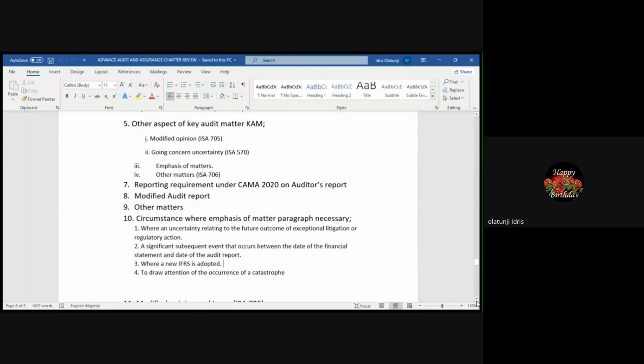Number one, where there is an uncertainty relating to the future outcome of exceptional litigation or regulatory action. That is, maybe the company has a case in the court and it is not certain that the company is going to win the case. And if the company did not win the case, it's going to have an adverse effect on the financial statement. It is necessary to emphasize it in the matter paragraph.